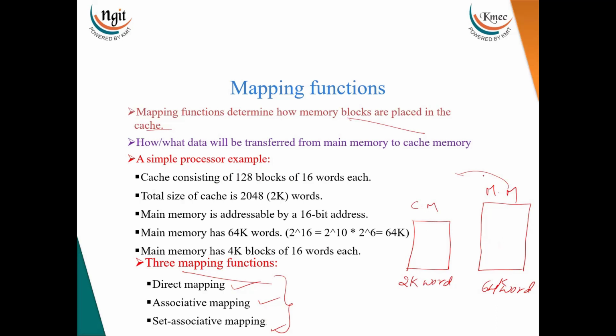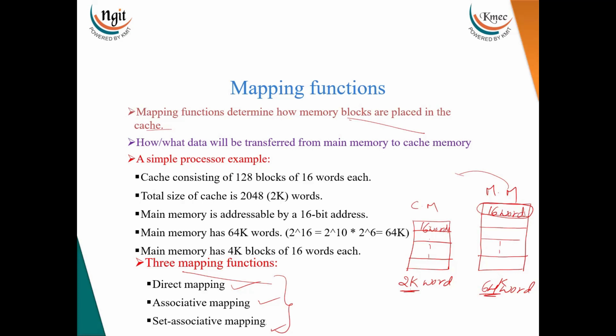Now the complete memory is divided into blocks. A block is nothing but a group of words together. Here the block size is mentioned as 16 words, so 16 words we call one block. The cache is also divided into blocks, and this block size is the same as the main memory. Why? Because whenever the data is not available, that complete block is moved into the cache. So the block size here and here are both the same, 16 words. The complete cache size is 2 kilo, and the complete memory size is 64 kilo.